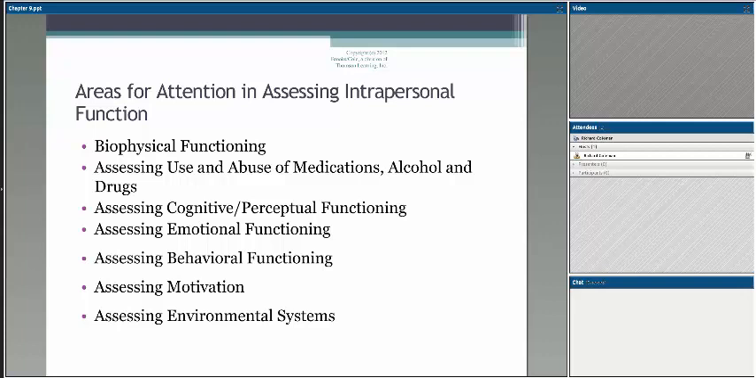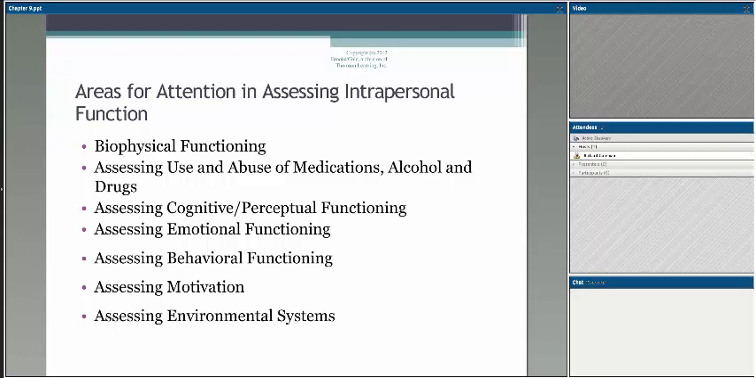So again, when we think about assessment, areas of attention that often come up when we're working with individuals, whether we're working with families, are really being able to understand functioning in these particular areas. When we're thinking about biophysical functioning, for example, we're thinking about physical health, and whether chemicals are being used, things of that particular nature. We're also looking at how these things impact families or individuals in terms of their functioning. The use of medications and alcohol, cognitive perceptual functioning.